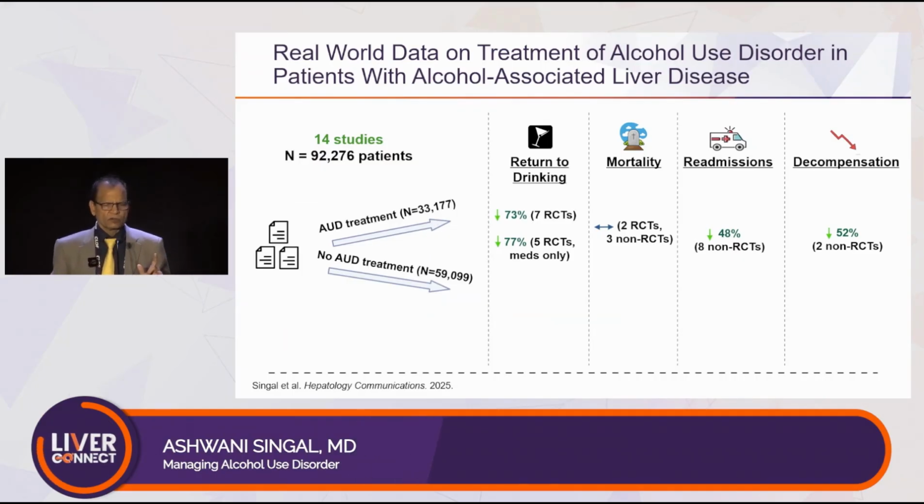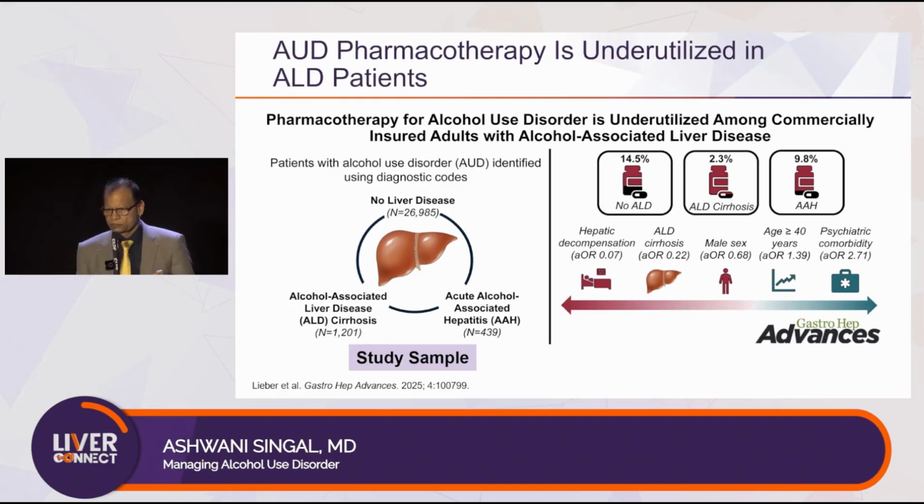And this is a meta-analysis we were fortunate enough to be involved in, where there are about 90,000 odd patients, where 1/3 of these patients were treated for some kind of alcohol use disorder. And the reference population was those who did not undergo treatment, 2/3 of them. Across 14 studies, you would see that treated patients had less likely odds of return to drinking, and that translated into better liver-related outcomes, whether it is mortality or readmissions and decompensation. So there is a benefit of improving long-term outcomes.